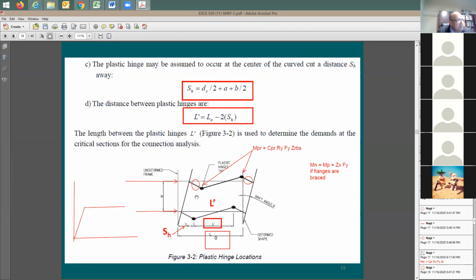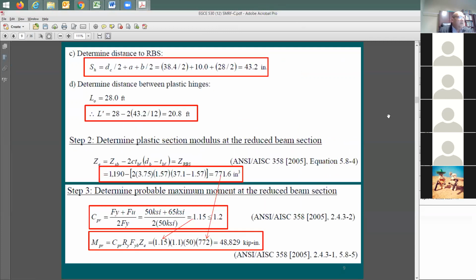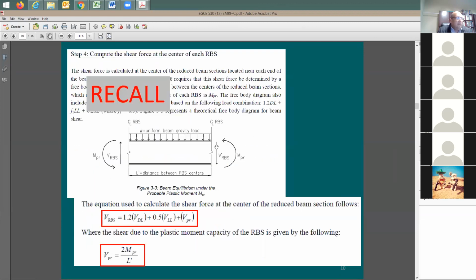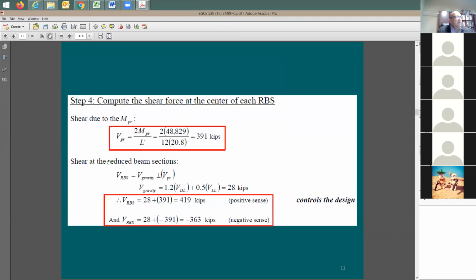So the mechanism happens when this shape that you're looking at happens, and once the plastic hinge starts to form, we call this the mechanism. This is the mechanism moment, and if you take 2 MPR, divided by the span L prime, which is center of hinge to center of hinge, this is the mechanism shear. So, the mechanism shear is 2 times the probable moment, the mechanism moment at the center of the hinge, divided by L prime.